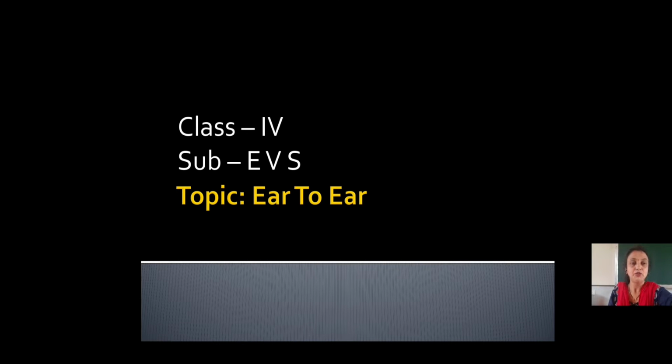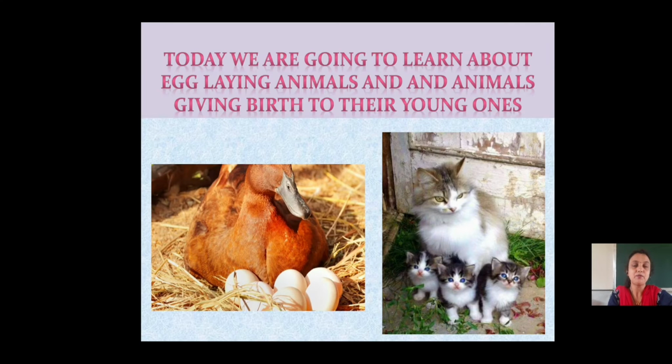So let's revise what we have learned in our last two sessions. Now you know how to recognize animals by their ears and skin, and now let us see if we can recognize animals who lay eggs and who give birth to the young ones in our third session. So let's see the next slide. Today we are going to learn about egg-laying animals and the animals giving birth to their young ones.